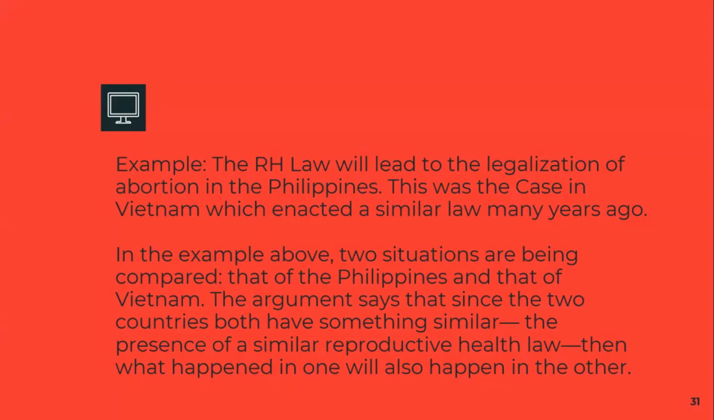In the example above, two situations are being compared, that of the Philippines and that of Vietnam. The argument says that since the two countries both have something similar, the presence of a similar reproductive health law, then what happened in one will also happen in the other. So, based on this argument, the Philippines will follow the legalization of abortion after the creation of reproductive health law, since it has the same situation with Vietnam. When Vietnam enacted the same law with RH law, it resulted to legalization of abortion.